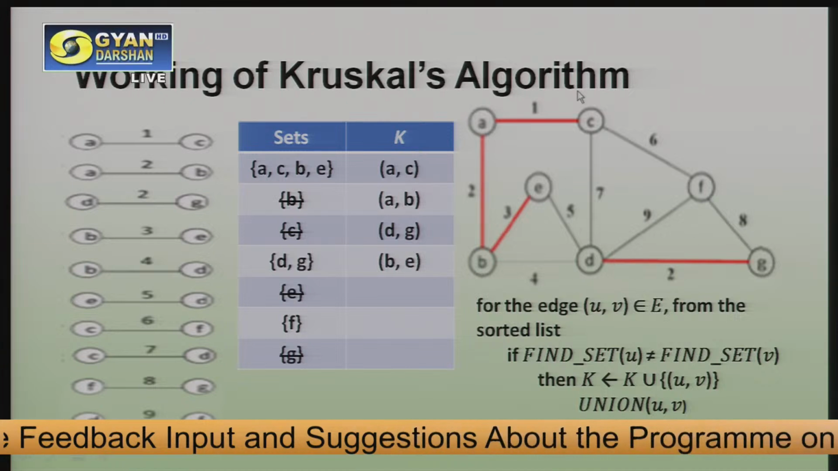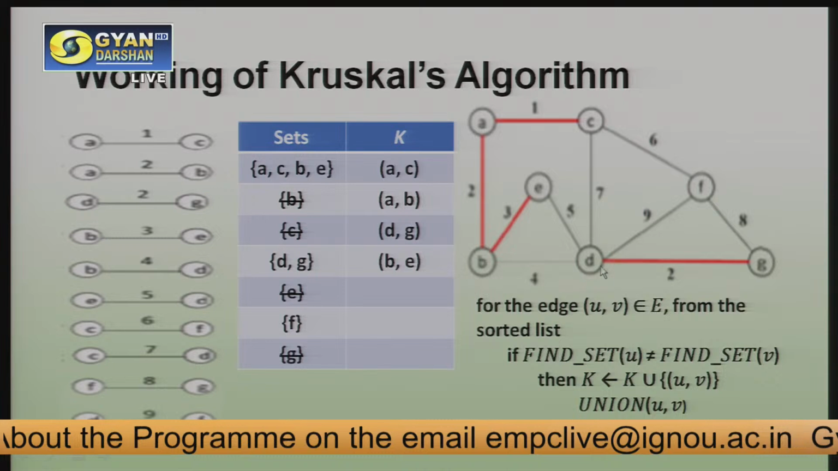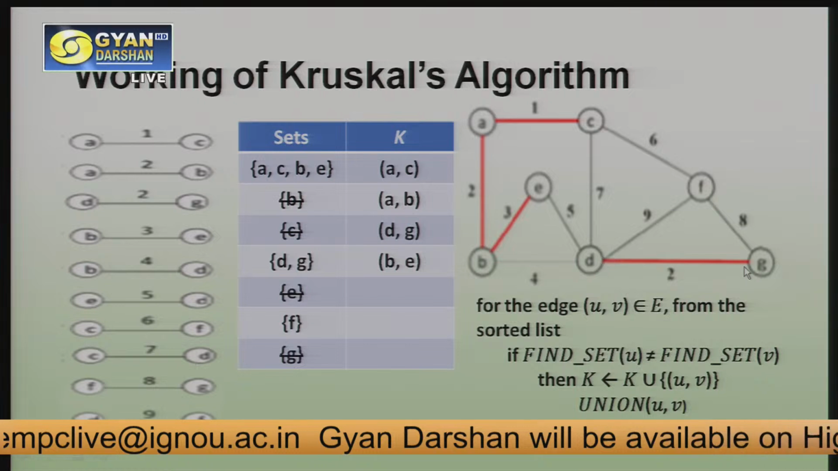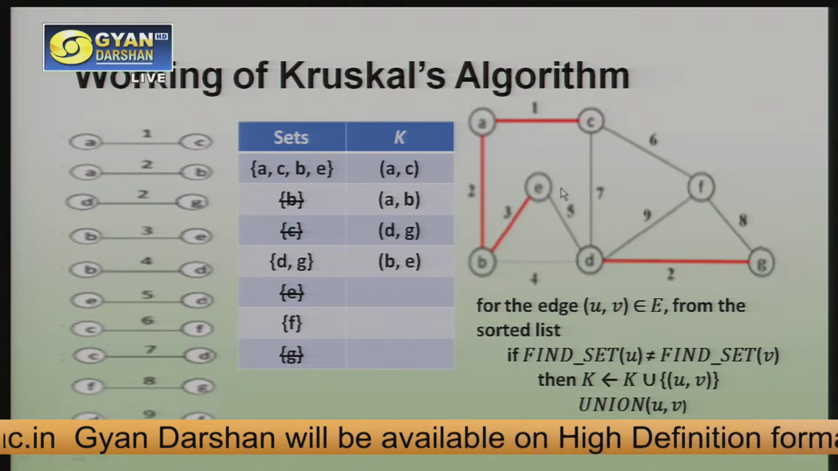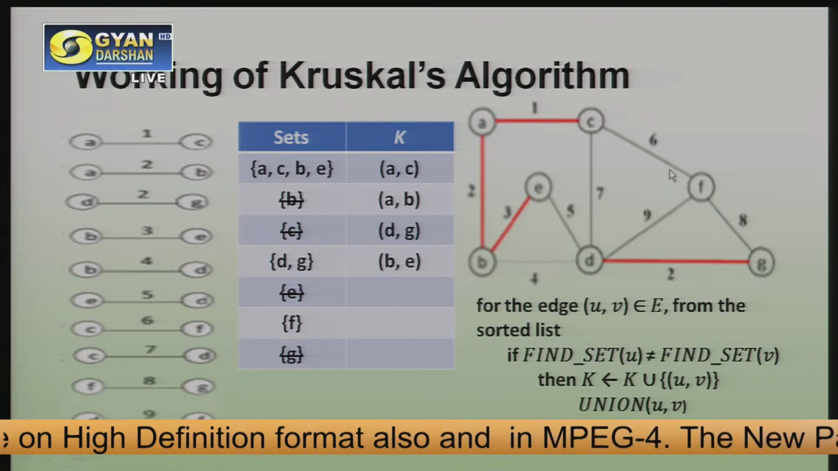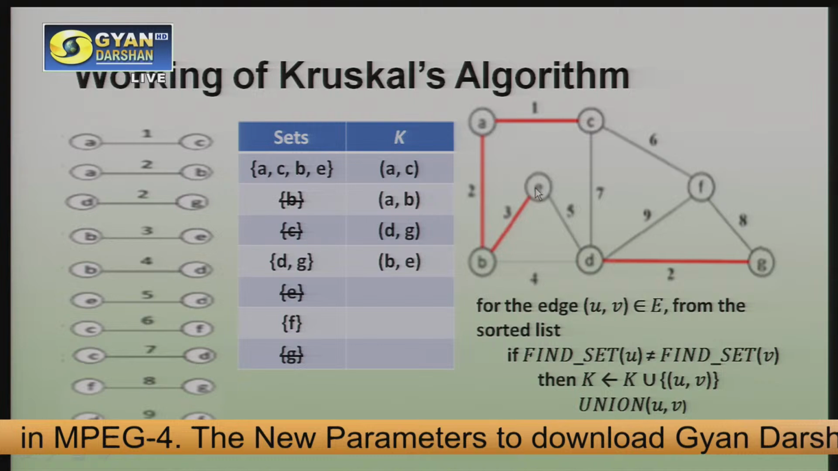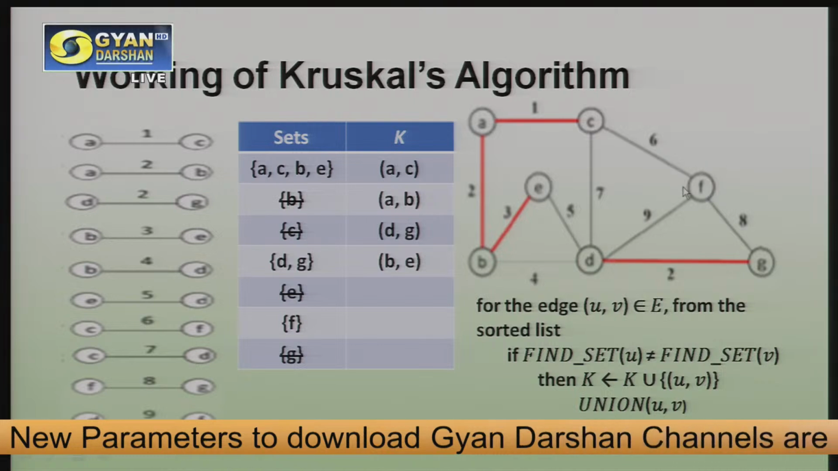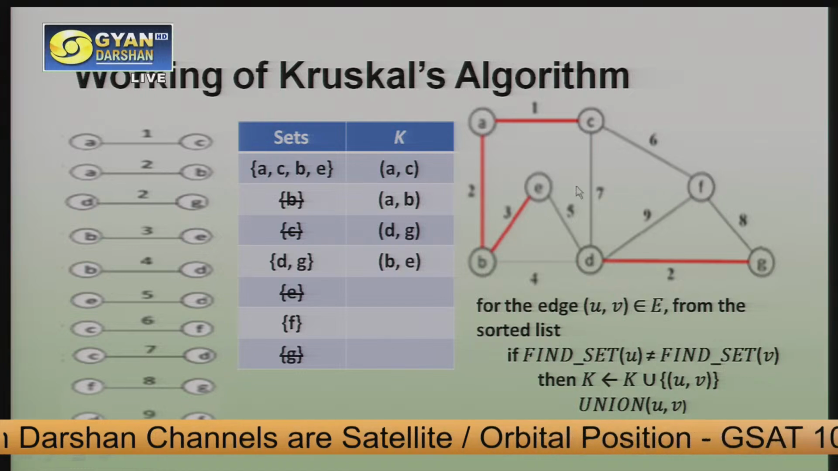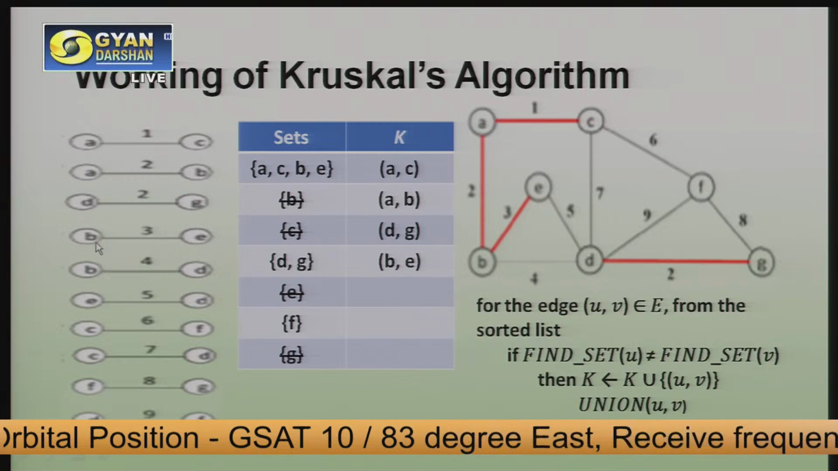Still, the graph is not yet connected. Why? Because this is a distinct tree and this is a distinct tree, so it is not a connected graph. It has to be a connected tree in order to be a minimum cost spanning tree. How many more edges do we need? We at least need 2 more edges: one connecting this entire tree with this particular tree, and one connecting F. Anyhow, we continue with the algorithm.